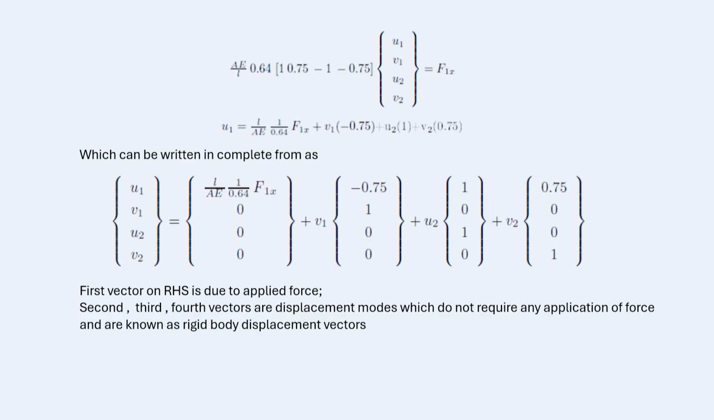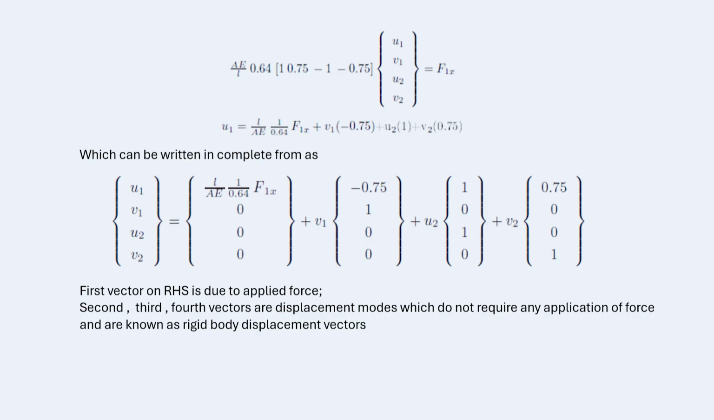The inside four components are 1, 0.75, minus 1, minus 0.75, multiplied with u1, v1, u2, v2, is equal to f1x, which can further be written as u1 is equal to L by AE times 1 by 0.64 into f1x plus v1 into minus 0.75, because the v1 has been taken to the right side, and then plus u2 into 1 plus v2 into 0.75.